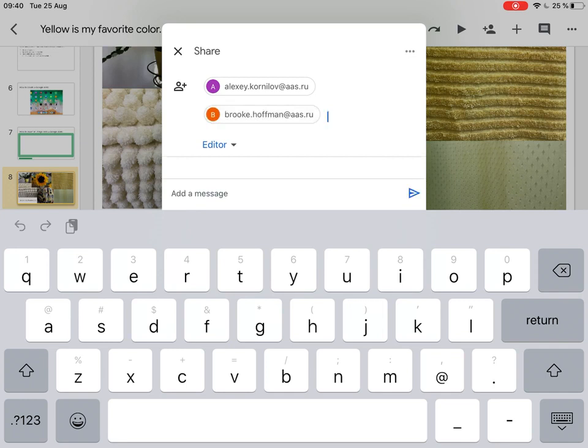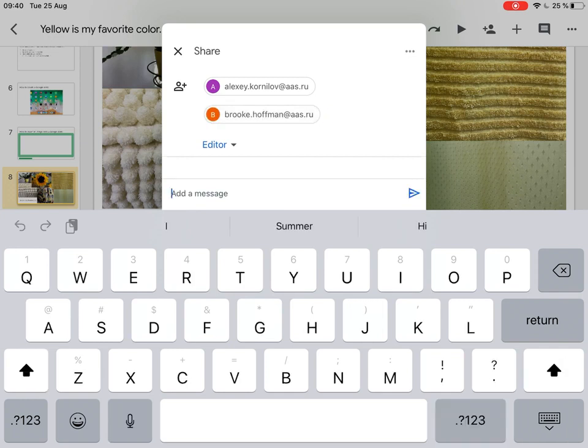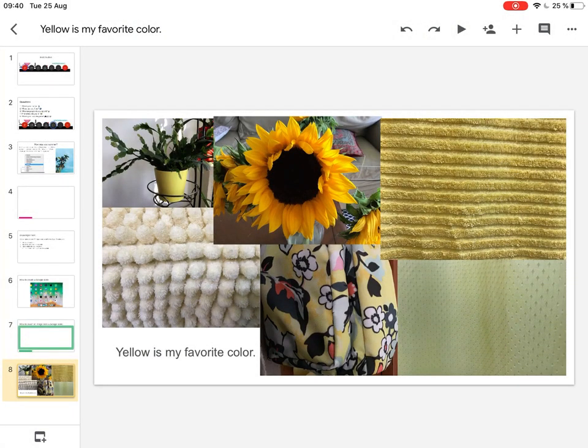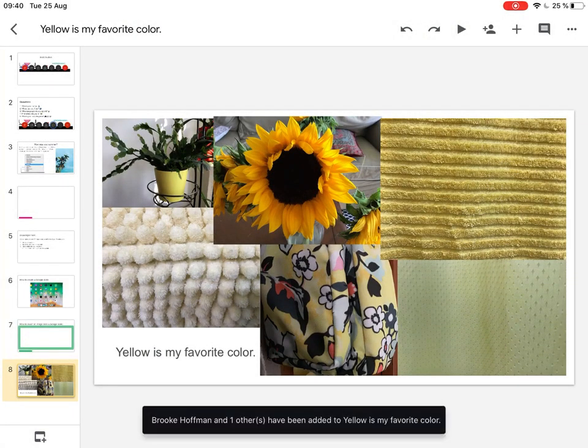And now I can add a message if I want to, or I can just send it to her by selecting the triangle in the bottom right corner. Here we go. And it is now sent to my teachers, and I've shared it, and it tells me at the bottom.